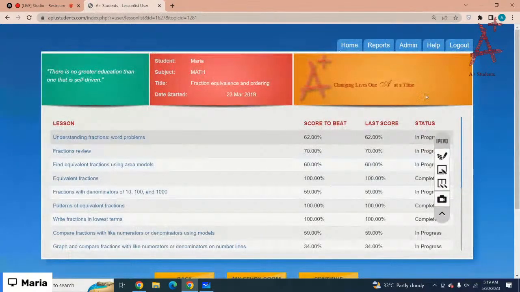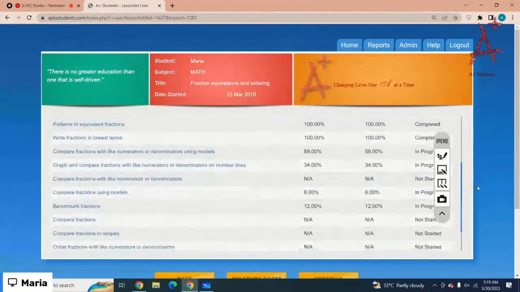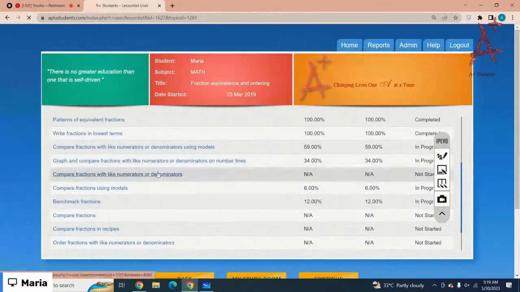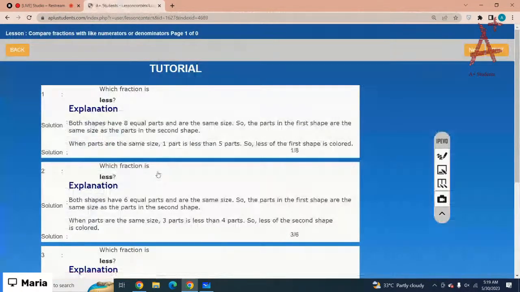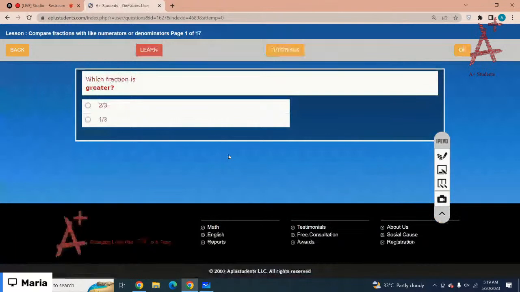And the next lesson is compare fractions with like denominators. Okay, which fraction you don't have given the shapes here? Let's just start with the test questions. Which fraction is greater? 2 over 3, 1 over 3. Which is greater?